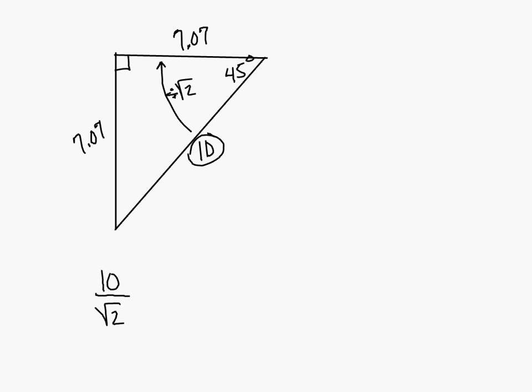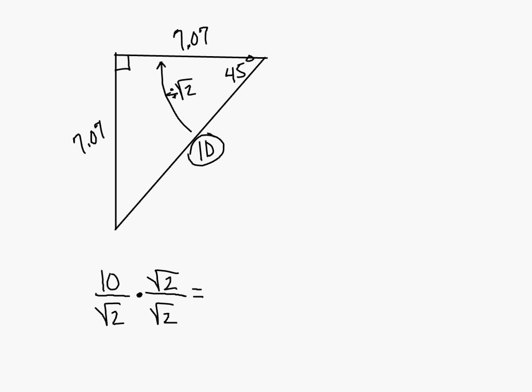Now, it's not simplest radical form, though. Simplest radical form cannot have a radical in the denominator. So when you have a radical in the denominator, you multiply the numerator and the denominator by the radical that was in the denominator. So in this case, you multiply the original fraction by the square root of 2 over the square root of 2.